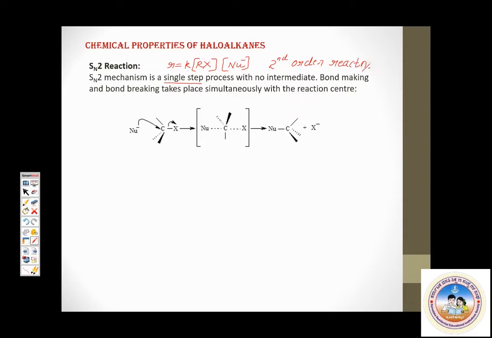Yes. Okay. If it's a second order reaction, then it has to take place in one step. No intermediate. In the SN1 mechanism we had a carbocation intermediate, right? Now here in SN2 mechanism, there is no intermediate. You have a transition state. Yes. This is SN2 mechanism.